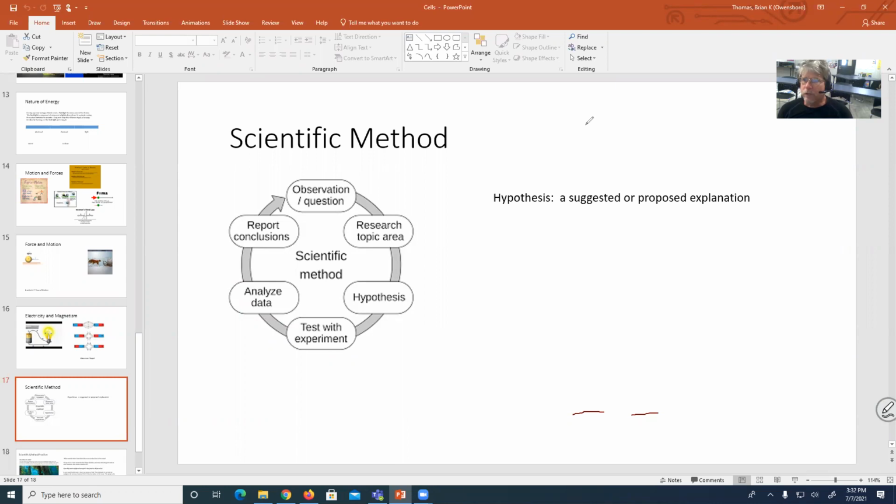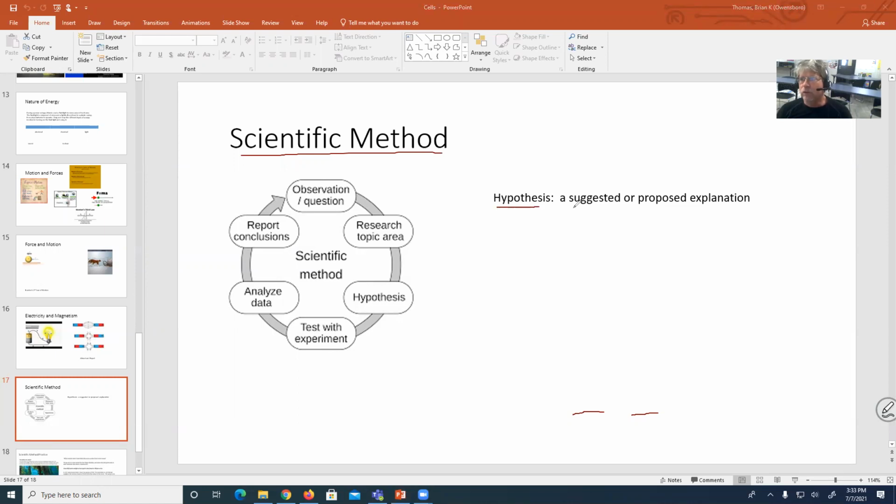The next lesson we want to get into is what's referred to as the scientific method. The scientific method is how scientists figure out problems. Remember last year we had this COVID virus. What they used was the scientific method to figure out how to go about finding the vaccine for us.